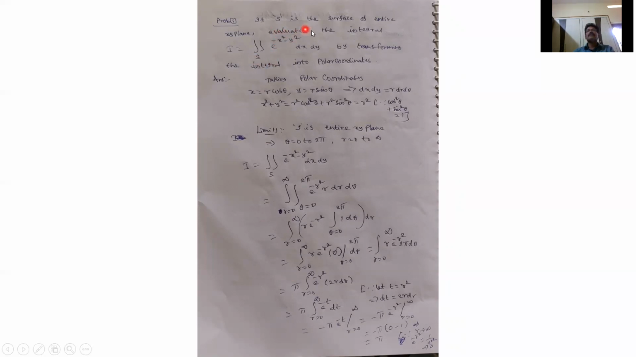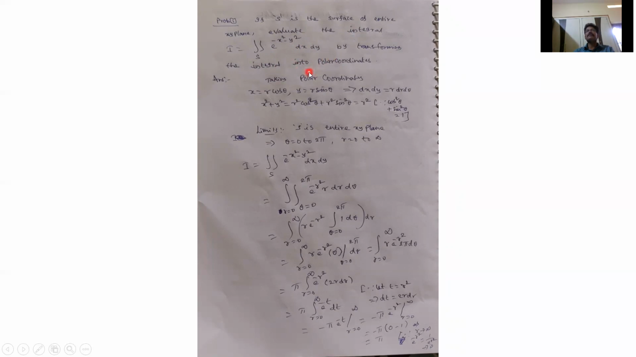If S is the surface of the entire xy plane, evaluate the integral I equals the double integral of e power minus x square minus y square dx dy by transforming the integral into polar coordinates. So the question is to find the double integral of e power minus x square minus y square dx dy by transforming the integral into polar coordinates.